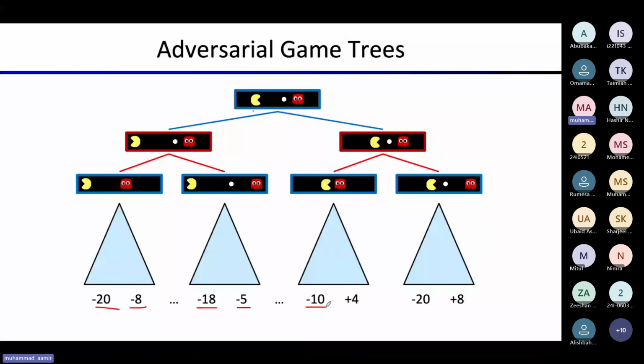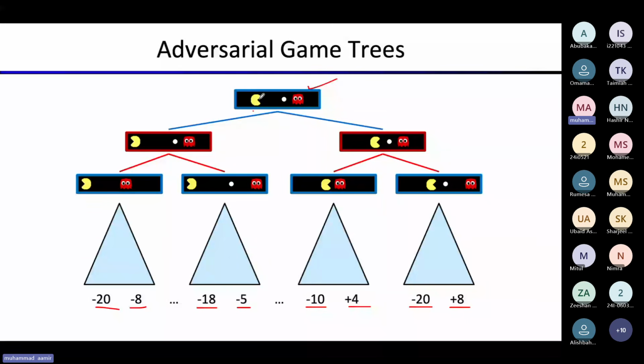And now you need to see, for example, which move Pac-Man will take, the left one or the right one from this state? This is what we are discussing now. This is the importance of the game tree. This is the importance of these utility scores.